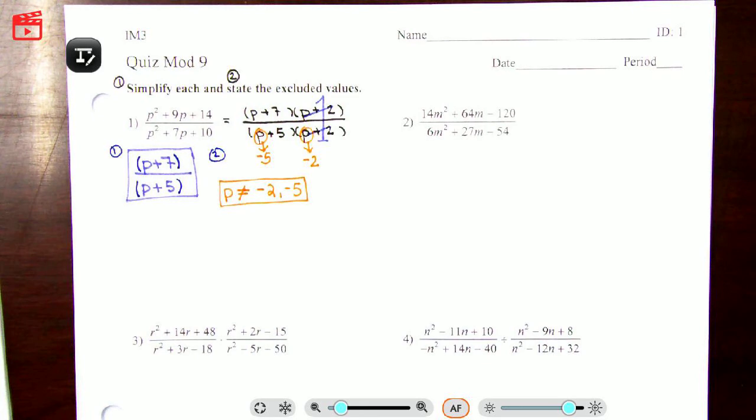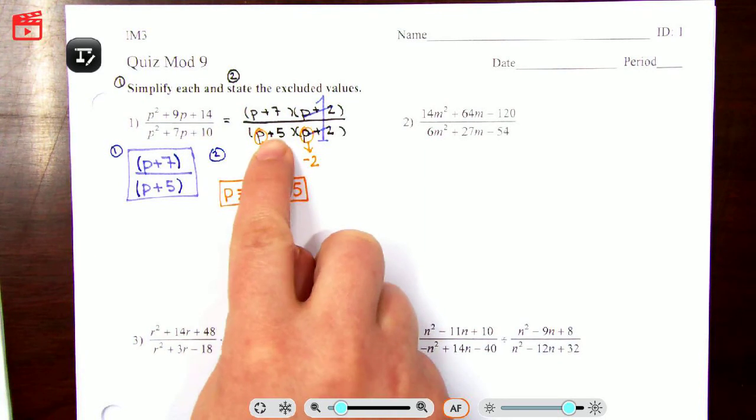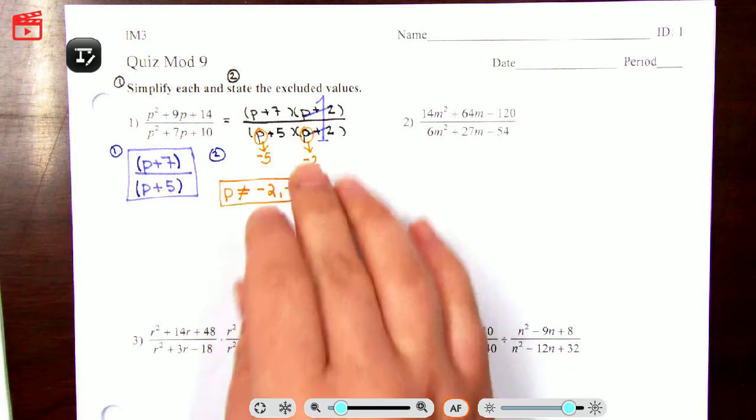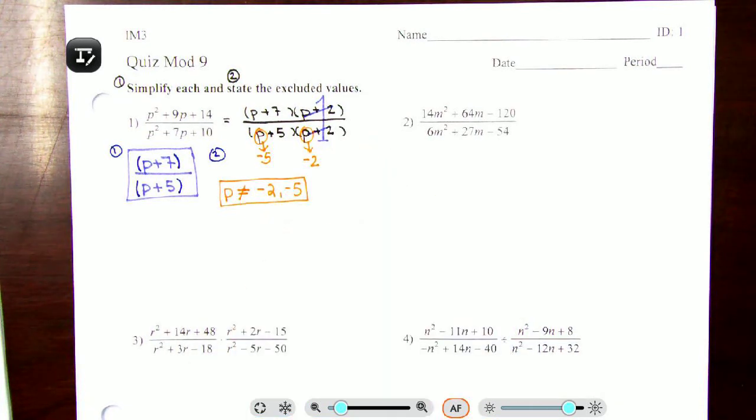There is another way to find excluded values. If you're interested, definitely let me know. But I 100% prefer this method because of a property we have that if one of these bubbles is 0, we're just multiplying by 0, therefore all of the denominator will be 0. And if the other bubble is 0, anything times 0 again is 0. So I definitely prefer this method over the other one, but if you'd like to know more, definitely let me know. Okay, let's do number 2.